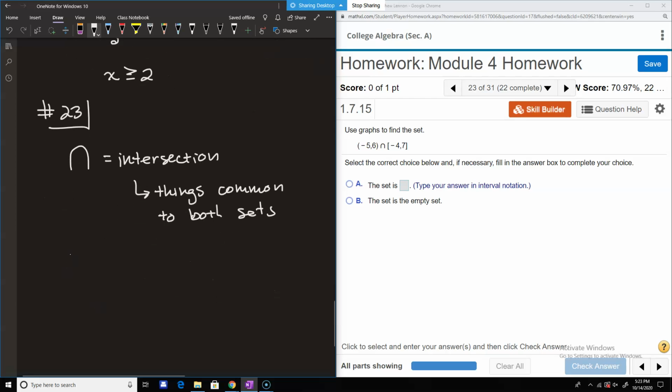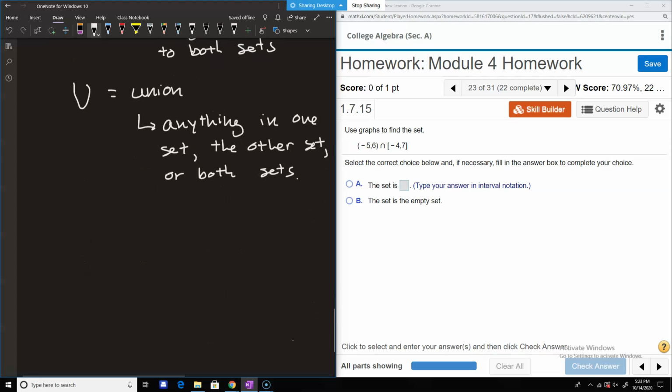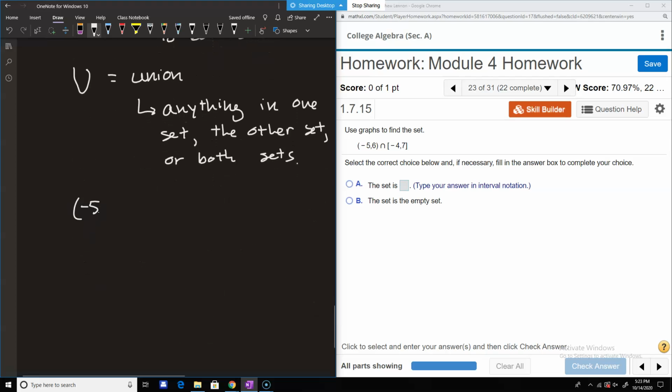And then we also have the other operator, the so-called union operator. So these are anything in one set, the other set, or both sets. Okay, so those are the two ways you can put sets together. So we have -5, 6 intersect -4, 7.